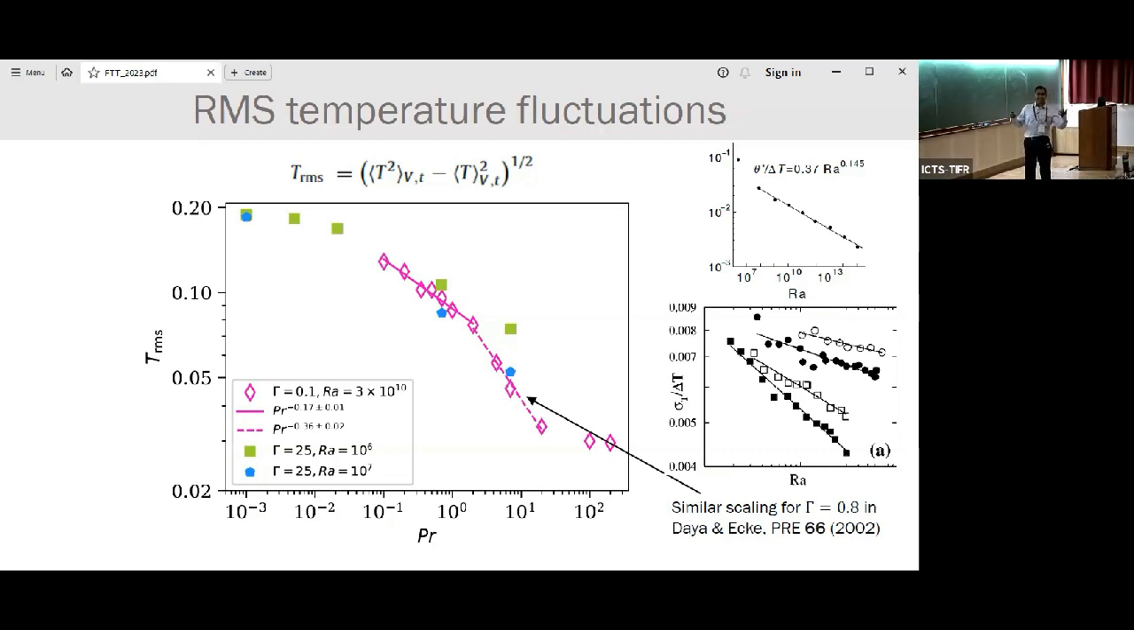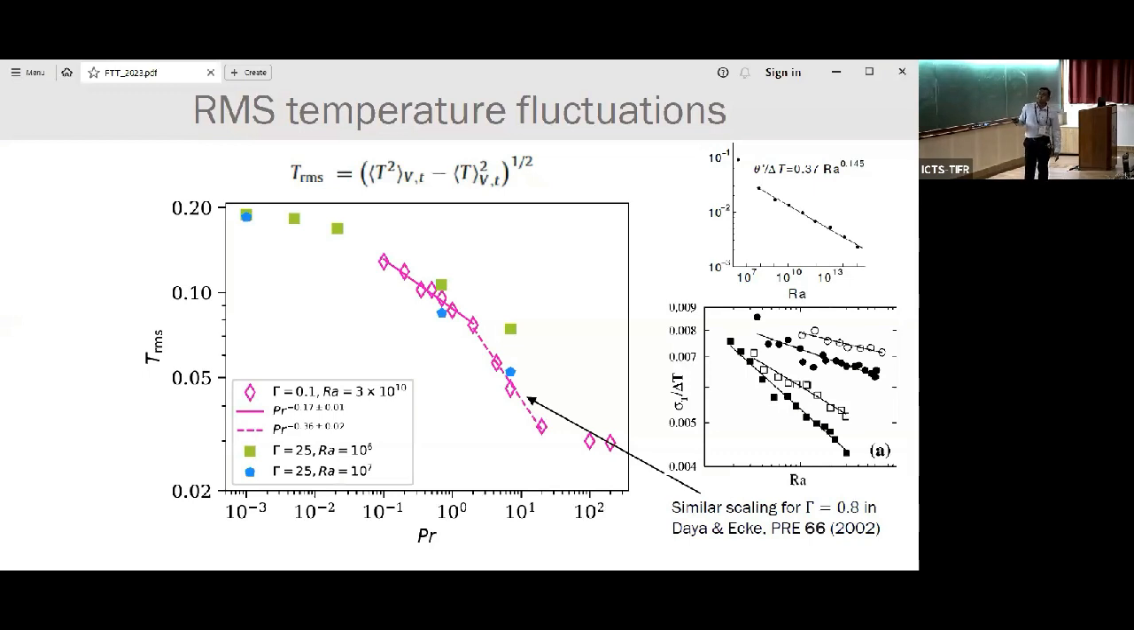And why is it decreasing with increasing Prandtl number, or the opposite? Because the temperature contours, or thermal structures, become coarser and occupy a larger fraction of the volume in the domain. And since these thermal structures have large temperature anomaly, whether they are cold or hot, when they occupy larger volume of the domain, they contribute more to the root mean square fluctuations. So that's why we have this increase with decreasing Prandtl number.